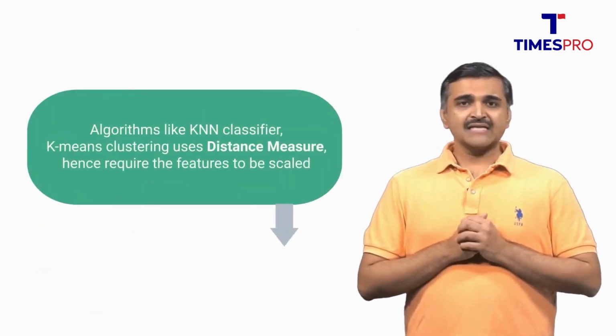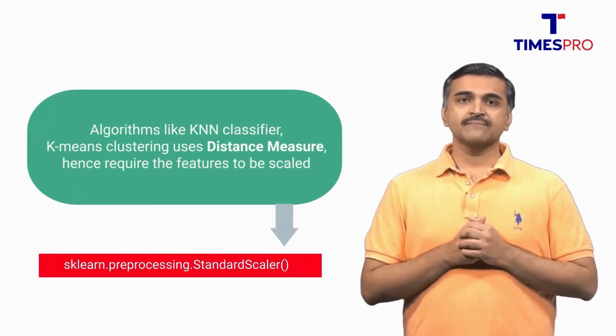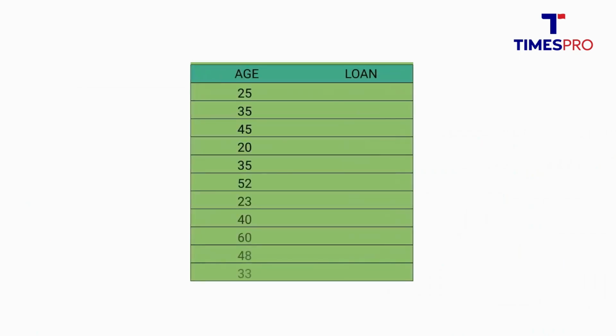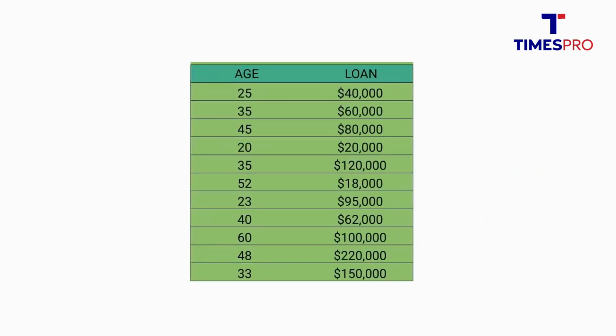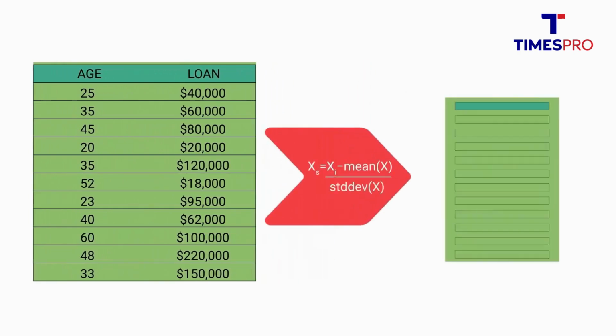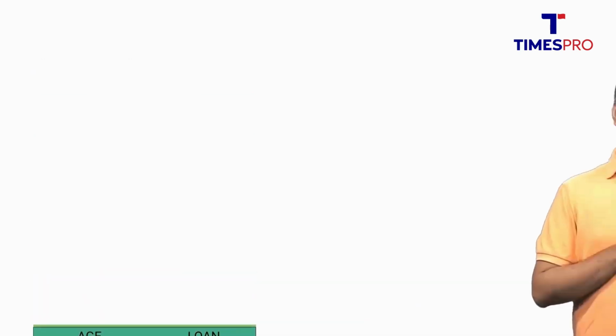Algorithms like KNN classifier, k-means clustering, etc. use distance measures, hence require the features to be scaled. For example, let's consider the age and loan features. Both these features are on a different scale. The StandardScaler method of Scikit-Learn is going to scale the data by subtracting every column by its mean and dividing by its standard deviation. This is going to ensure that every column is on a uniform scale.